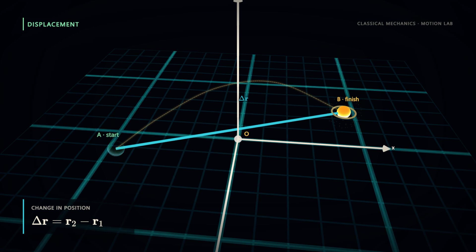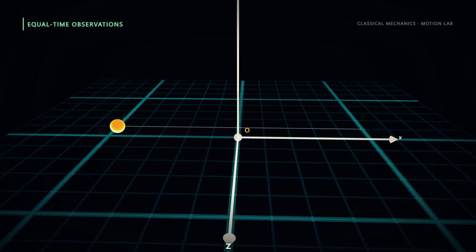But a start and finish still do not tell us how the motion unfolded. Reset the object to A and add a clock. Each pulse of this clock marks the same duration. At the first pulse, record the object's position. Now let the clock continue.